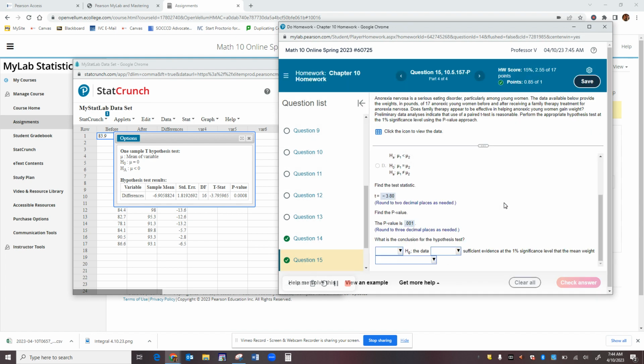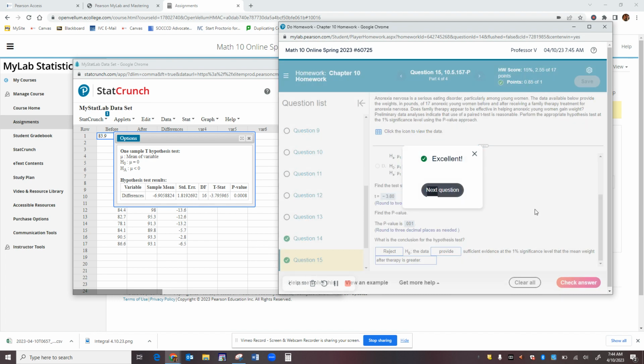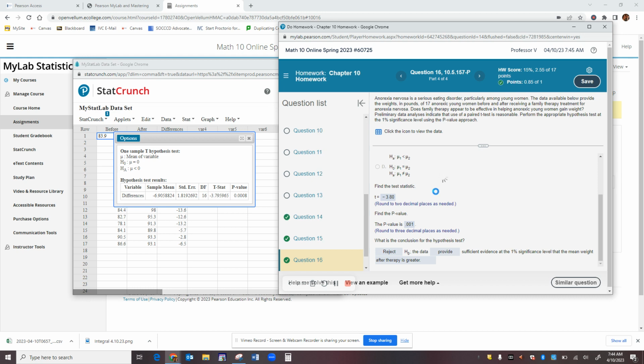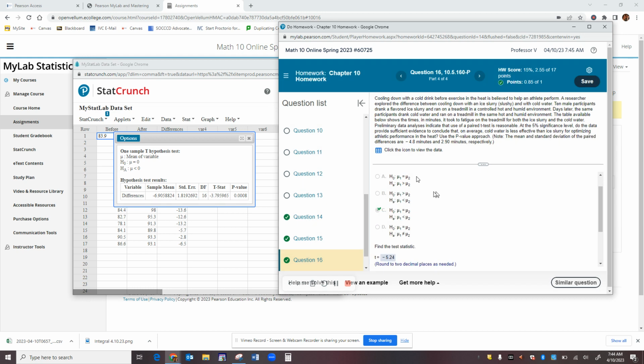And then alpha was 0.01, right? 1%. The p-value is way smaller than that, so we're going to reject the null. The data provides sufficient evidence that the mean weight after therapy is greater. So you guys, you can do it. Let's do one more. I think this was the other one giving people problems.